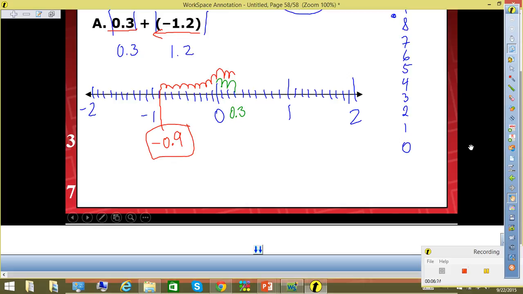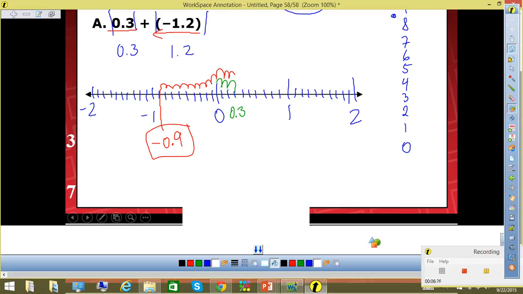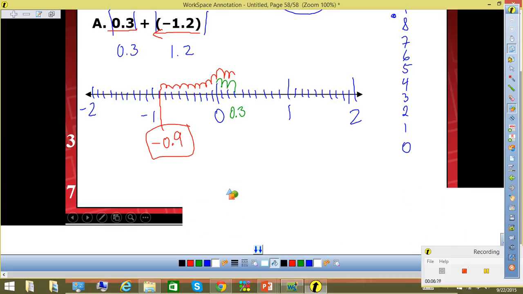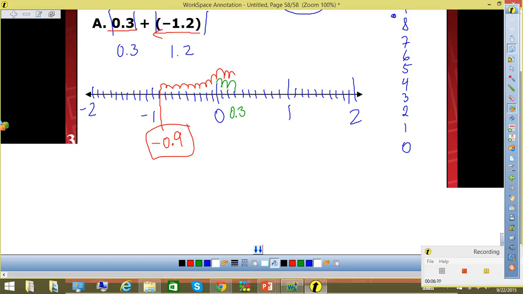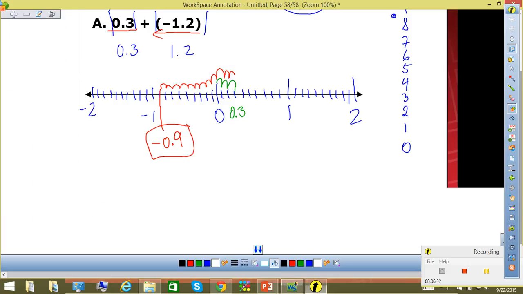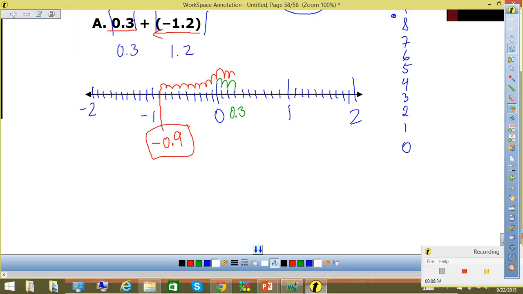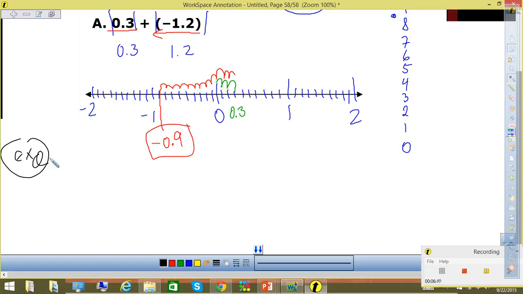I'm going to leave this there so you can have it as an example, and make some space. All right, here we go. Example Q. Do this one by yourself. Yeah, the number line, please.